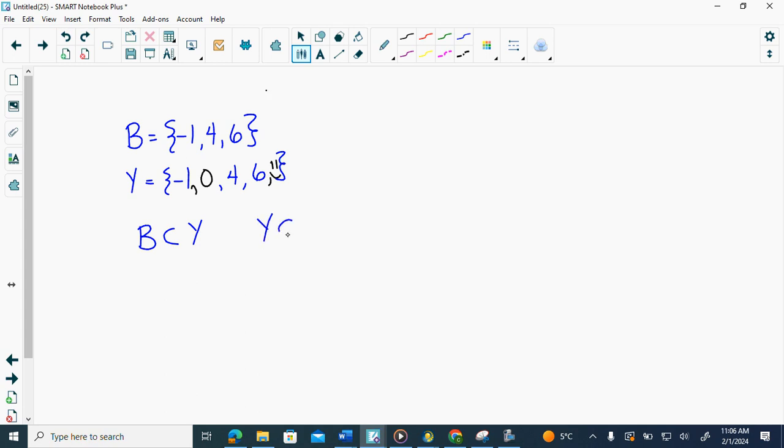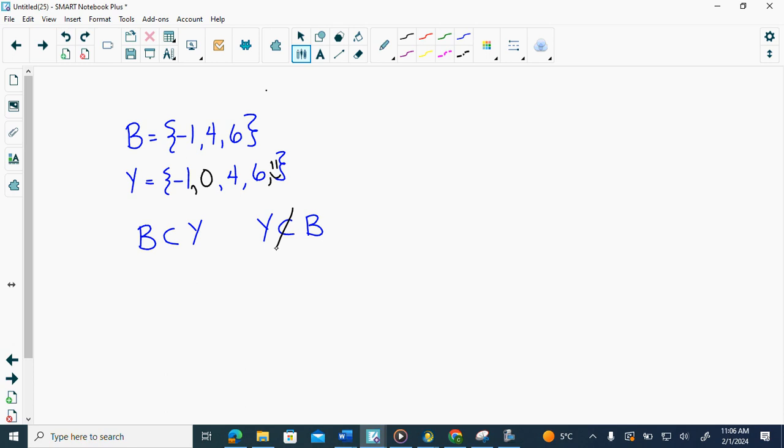Is this true, though? Is Y a subset of B? Is everything in Y in B? No. So this is actually not true. So the only way they're subsets of each other is if they're actually the same set. You know what I mean? They have to contain the same numbers.